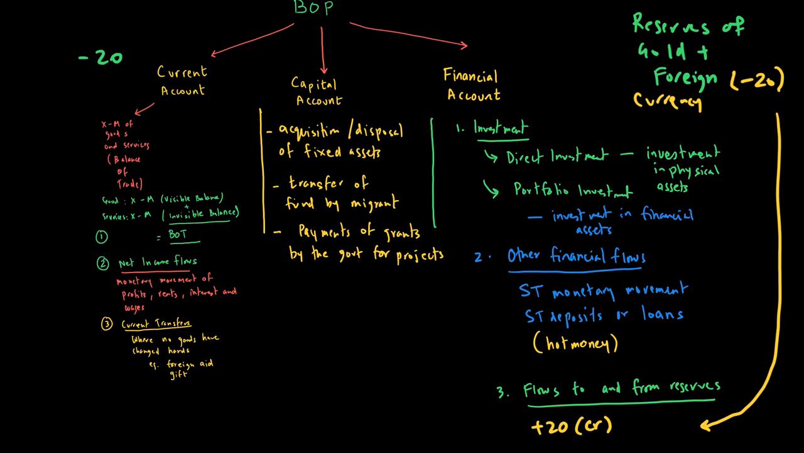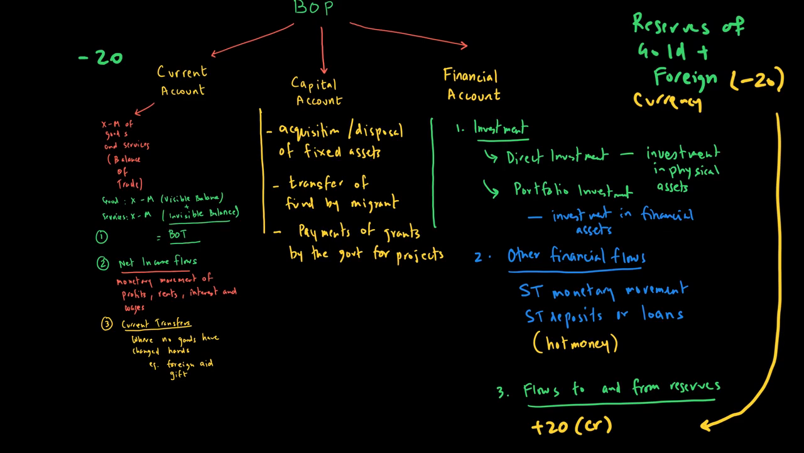Similarly, if there's a surplus elsewhere in the balance of payment, let's say this was not a minus 20, let's say this was a plus 20, now if there's no deficit elsewhere, and if that 20 is extra, what the government does is take that 20 away from your current account and put a minus 20 here. So there's a plus 20 here, you put a minus 20 here, which means that now we will use this money to build up foreign reserves. So reserves movement, flows to and from reserves, is helping us to balance the balance of payment.